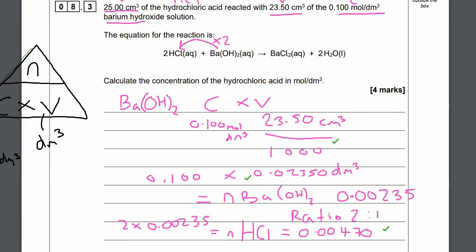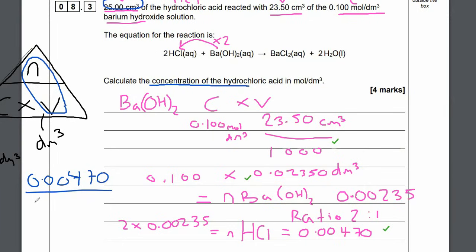What we want to do now is get that final mark. And how are we going to get the final mark? So the final mark, the question didn't ask us for the moles of hydrochloric acid. It asked for the concentration. So we need to pop our stuff back in here. And what we're going to focus on is moles over volume gives me my concentration. So the moles of hydrochloric acid were 0.00470. You divide that by the volume of hydrochloric acid, which is up here. We identified it was 25.